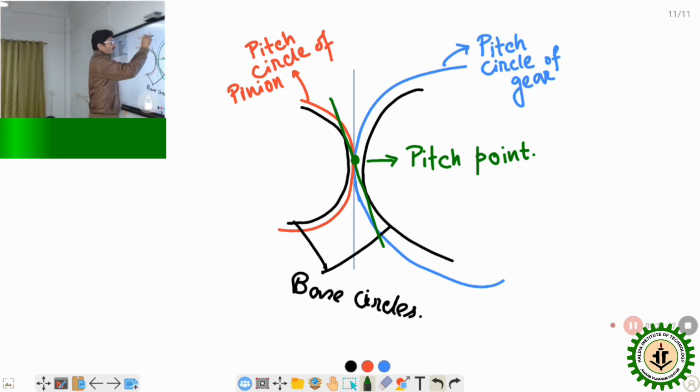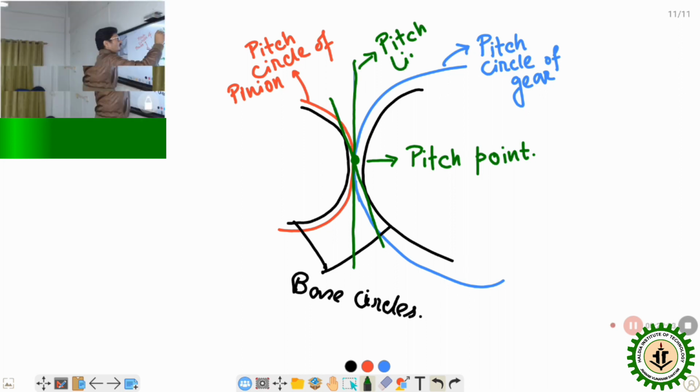If I draw a common tangent to the pitch circles, that line is known as the pitch line. Now this common tangent to the base circle of the pinion and the base circle of the gear, that line is called the pressure line.